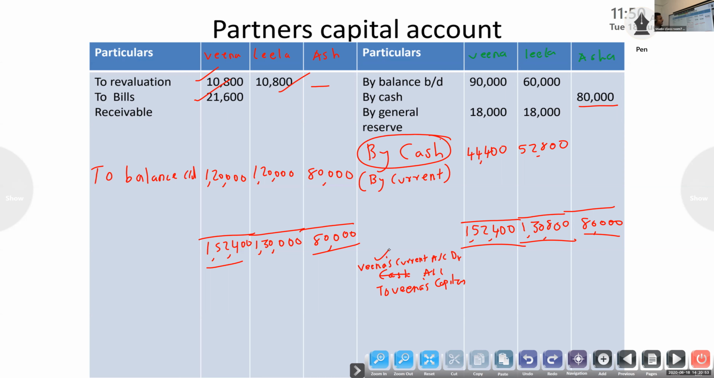Current, loan. If it is current or loan, same only. Venus current or Venus loan. Current account also loan same only. If it's Venus loan account to Venus capital account, instead of cash that you have to write. Okay? Clear? Any doubts?